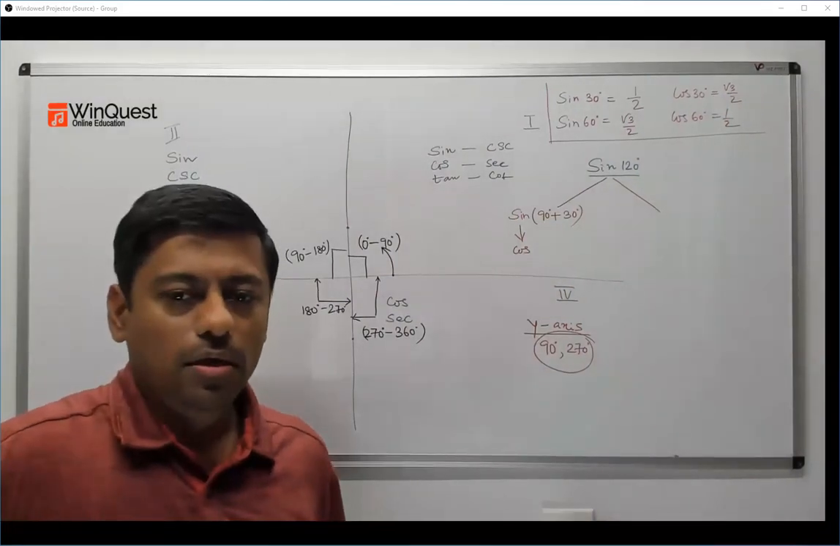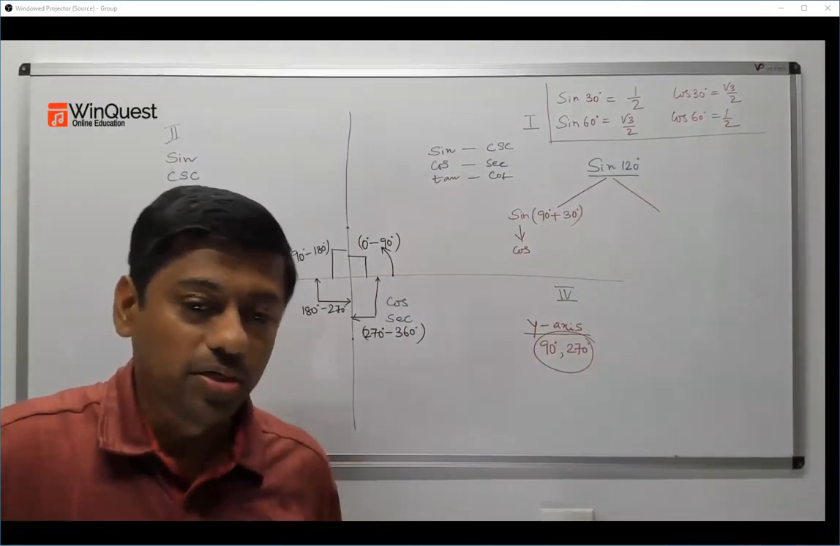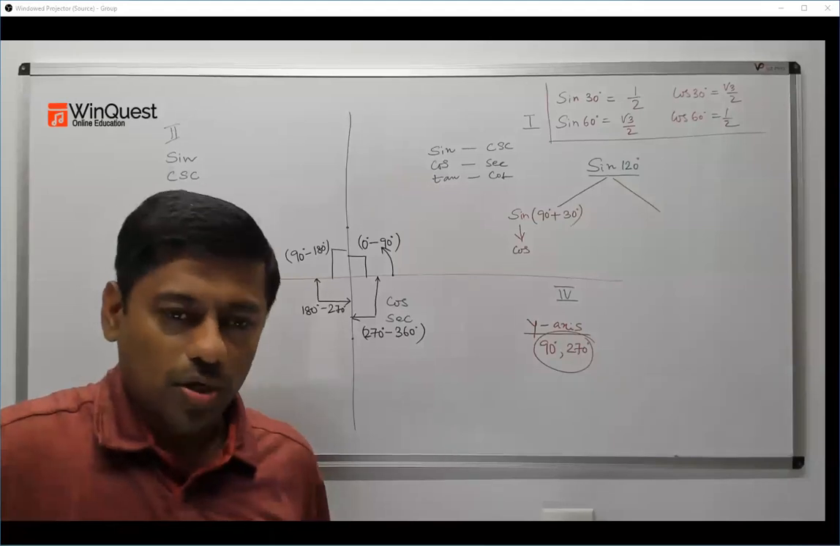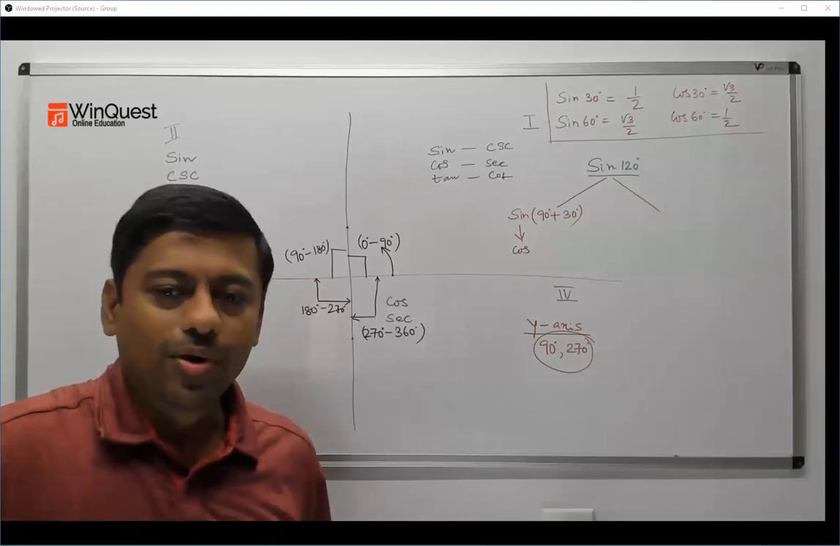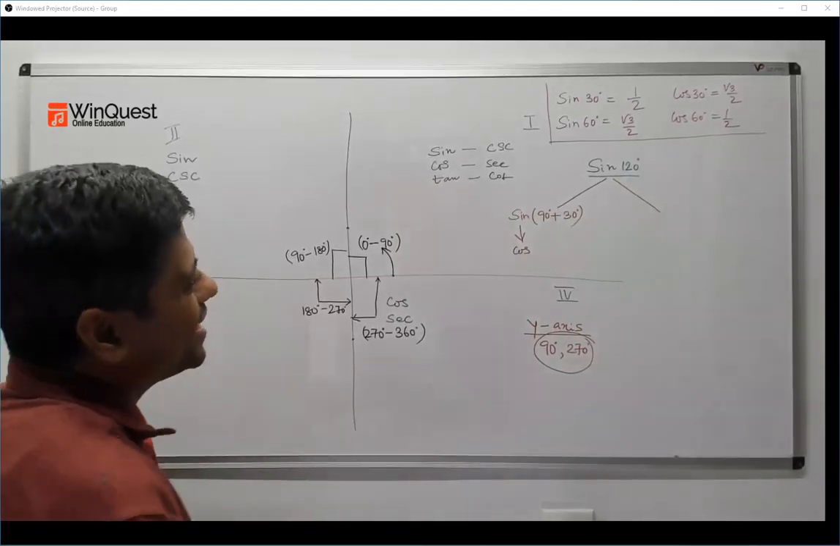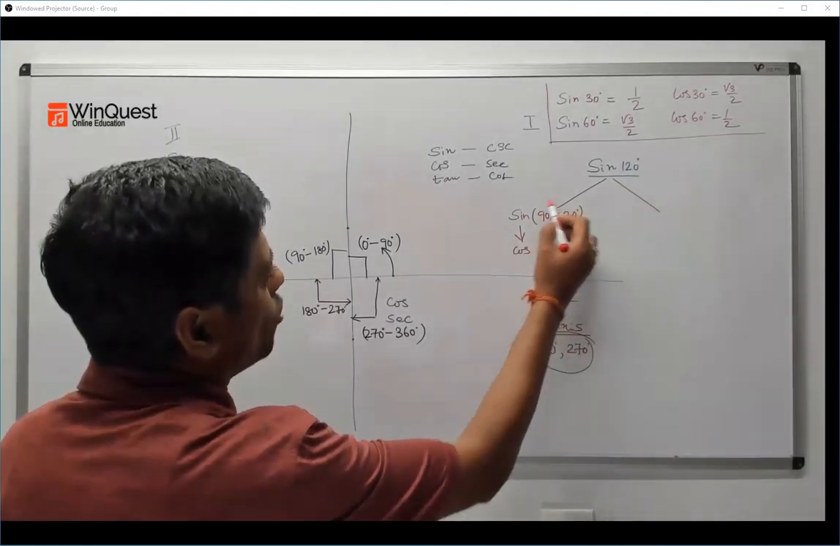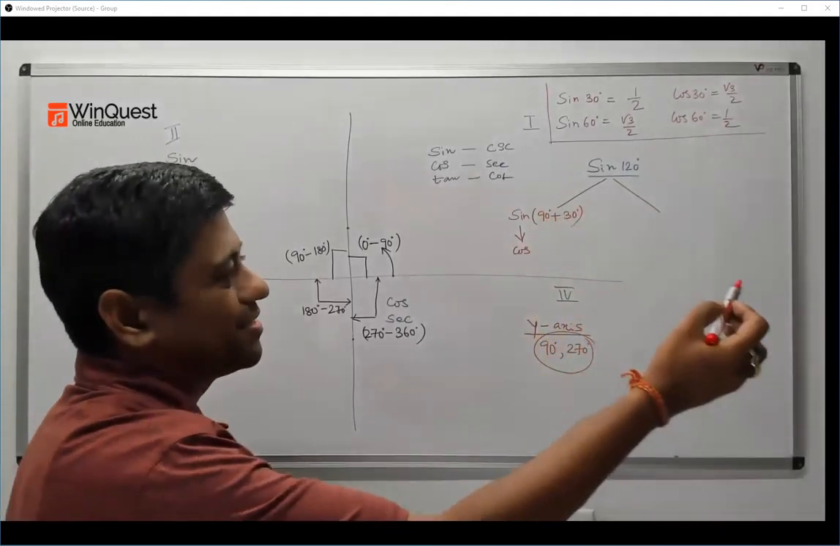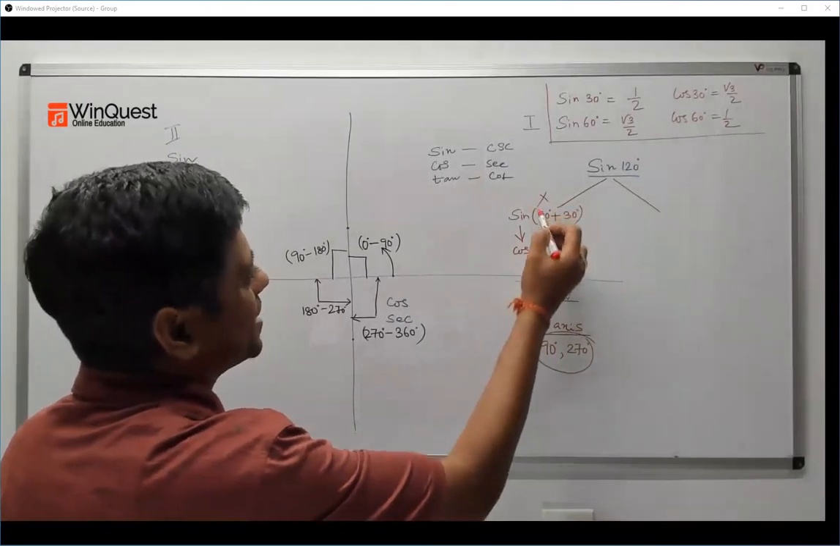Okay. But I will give you an advantage also. What advantage is it going to give? It will say that you are carrying so much weight, 90 plus 30. I will help you to get rid of this 90.